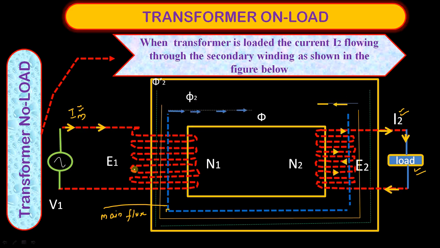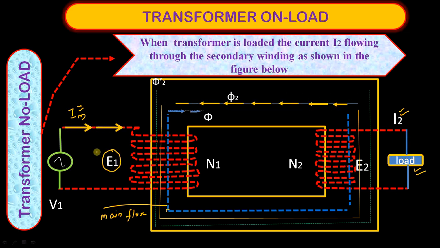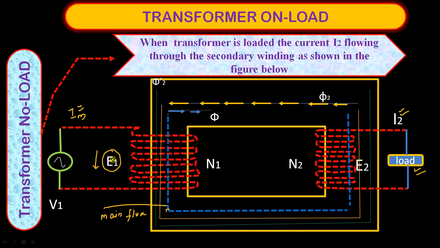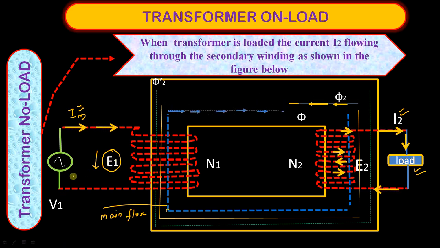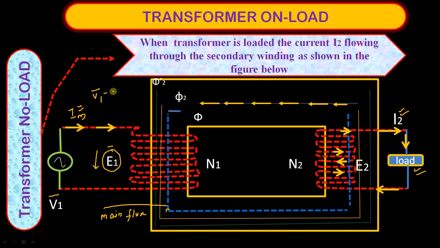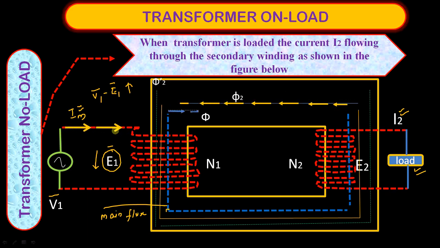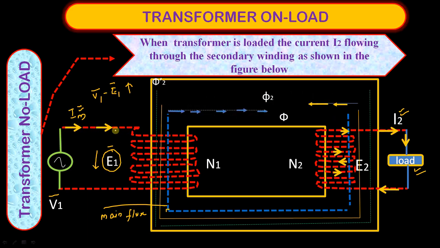When the main flux decreases, the primary induced EMF E1 also decreases. When the primary induced EMF decreases, the vector difference between V1 and E1 increases. Okay, as a result, the primary draws more current from the source.